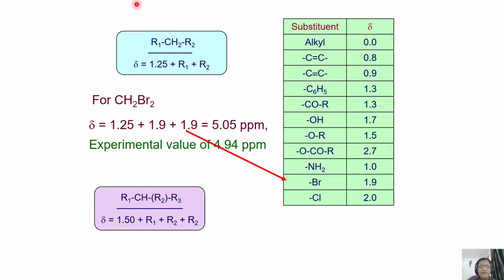Don't get confused. We'll take the simple example of this group. For that, we'll take CH2Br2, dibromomethane. What is going to happen? He says for this type of thing, 1.25 is the base value. Take 1.25. Now, what is the effect of the substitution here? How much do you have to add up? He has a table given. Remember, for different substituents, a table of contributions to chemical shift is already made.